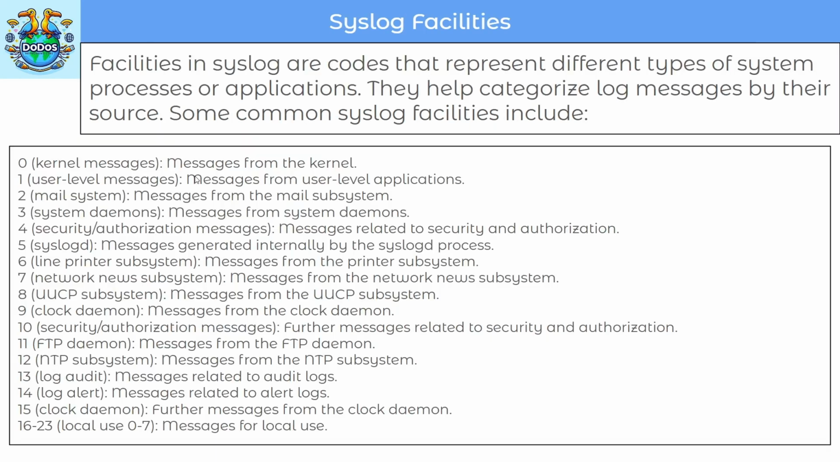So, facilities. Facilities in Syslog are codes that represent different types of system processes or applications. They help categorize log messages by their source. Some common Syslog facilities include 0, 1, 2, 3, 4, 5, 6, 7, 8, 9, 10, 11, 12, 13, 14, 15, 16 to 23. Now, you guys can read all that because that is a lot of speaking.